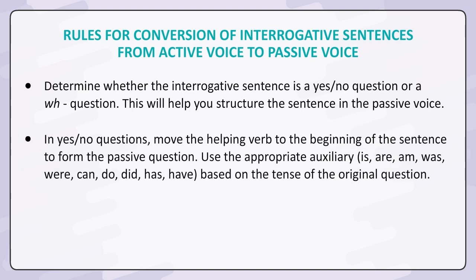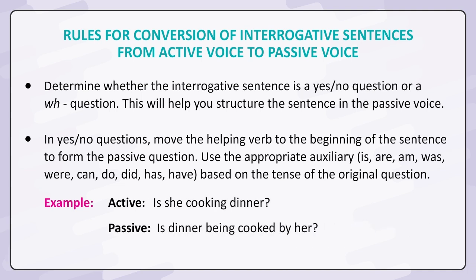In yes-no questions, move the helping verb to the beginning of the sentence to form the passive question. Use the appropriate auxiliary (is, are, am, was, were, can, do, did, has, have) based on the tense of the original question. Example: Active, is she cooking dinner? Passive, is dinner being cooked by her?